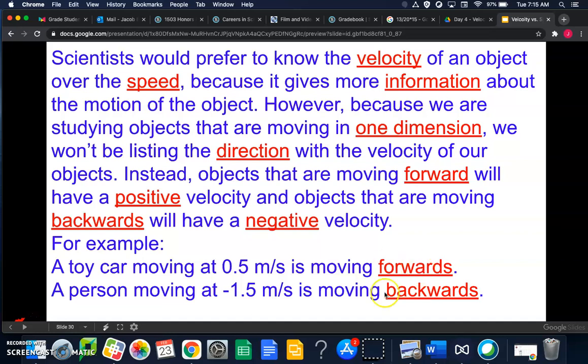Otherwise, there's going to be a short quiz on velocity, position, and time tomorrow.